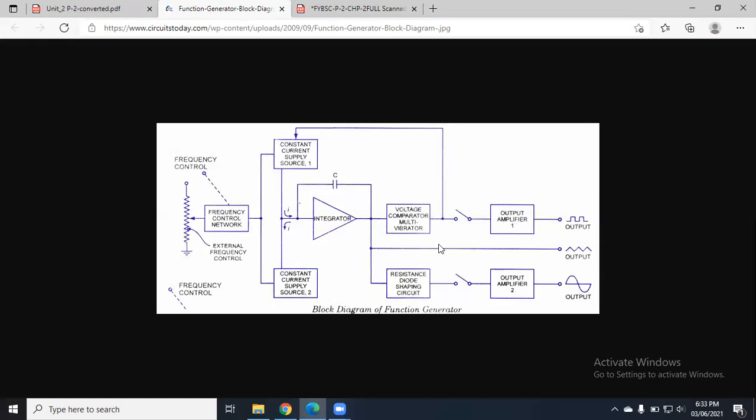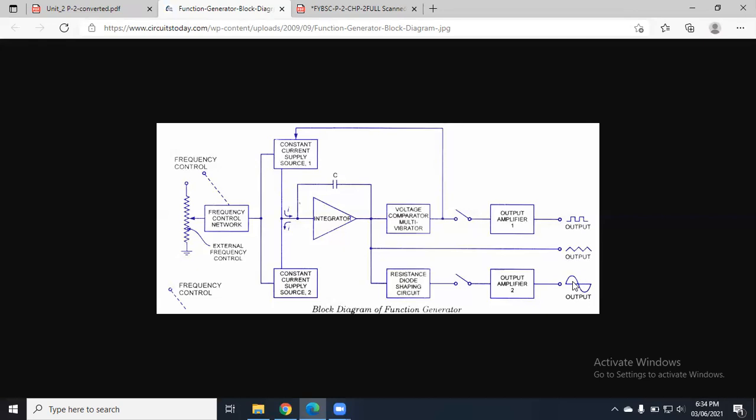Correct. Now again, the triangular wave is connected to the resistance diode shaping circuit. The function of the diode shaping circuit is to provide the shape to the triangular waveform. What will this circuit do? It will convert the triangular wave into its equivalent sine wave output. Now how is it going to do it? The output of the integrator is a triangular wave whose frequency is dependent on the current supplied by the constant current supply source. So we have seen how the frequency is dependent on the supply sources 1 and 2. The comparator output provides a square wave of some frequency as the output.